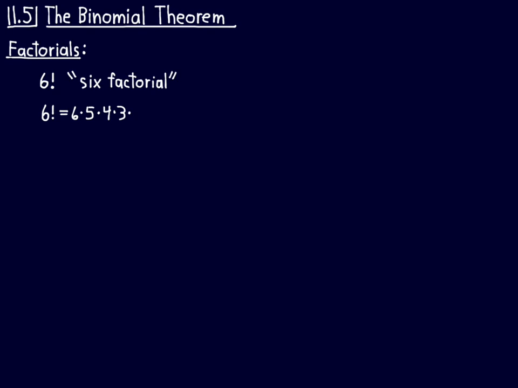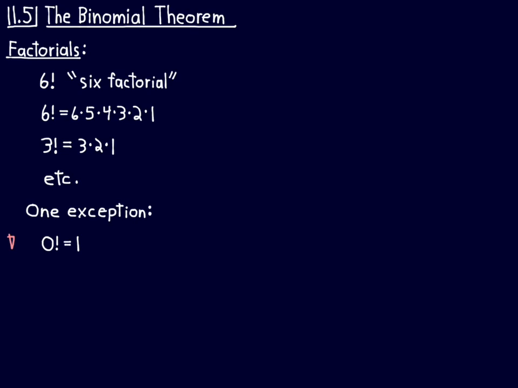And what it means is 6 times 5 times 4 times 3 times 2 times 1. Of course, you don't have to write the times 1, but a lot of people do. Okay. 3 factorial would be 3 times 2 times 1, etc.